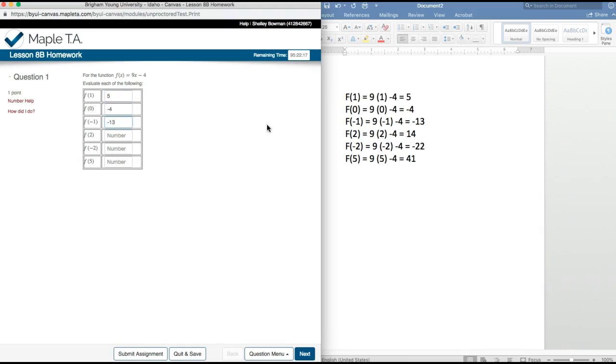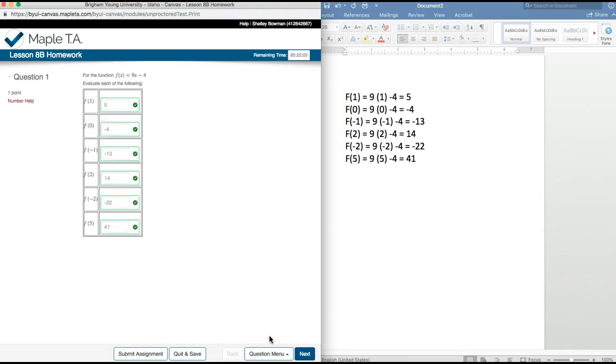I hope I did all of my mental math quickly and correctly. Sometimes doing it auditorily, I make mistakes. So if you see a mistake there, let me know. How did I do? Yep, we got them all done.